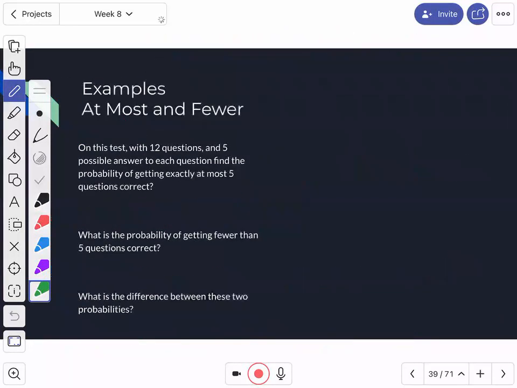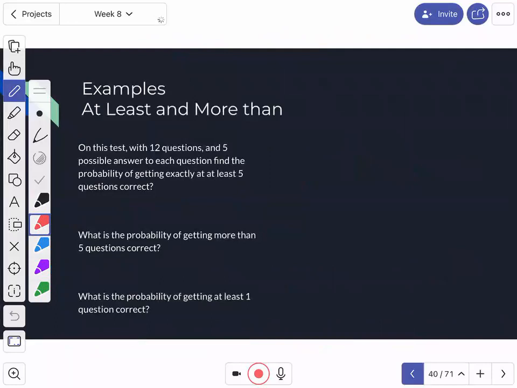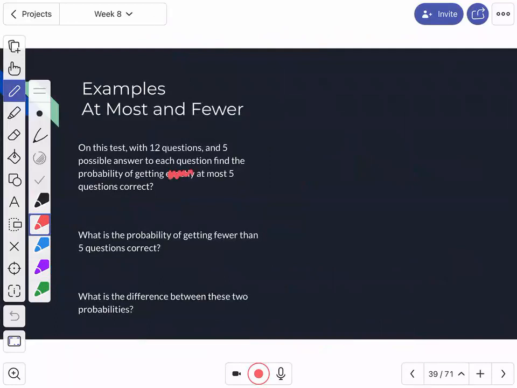Now, at most and fewer are going to be different then. That's what we're really getting to. On this test with 5 possible answer choices, what's the probability of getting at most 5 questions correct? What does at most 5 mean? Tell me what at most 5 means. That you can get 0, 1, 2, 3, or 4 correct as well.